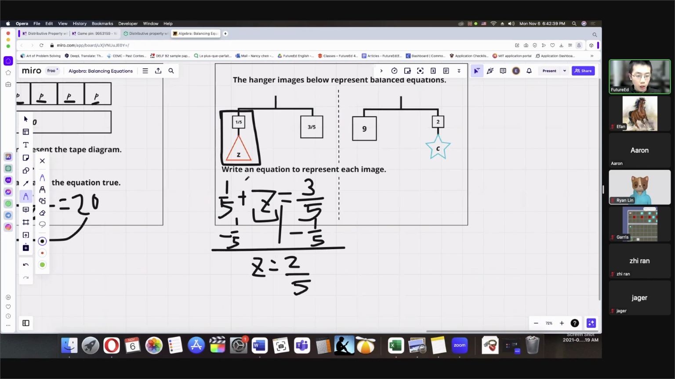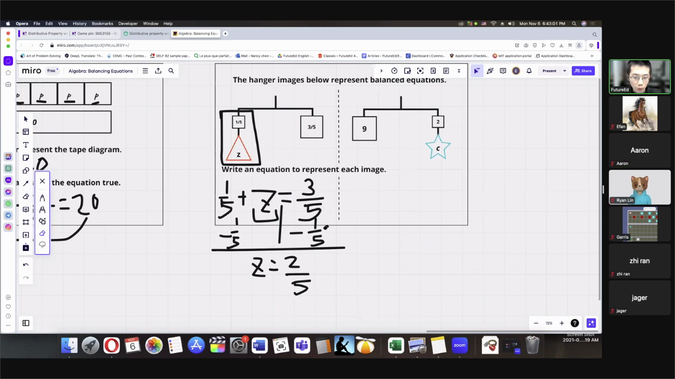Awesome. Can you verify this for me, please, Aaron? So if I actually replace this Z with like a 2 over 5 block, would this balance still be balanced? Yeah, because 2 out of 5 plus 1 out of 5 equals 3 out of 5. Awesome. So I think you got this.